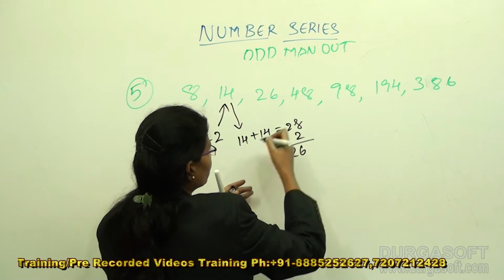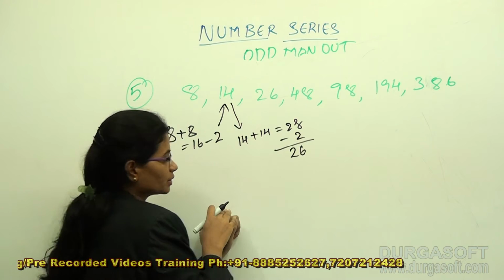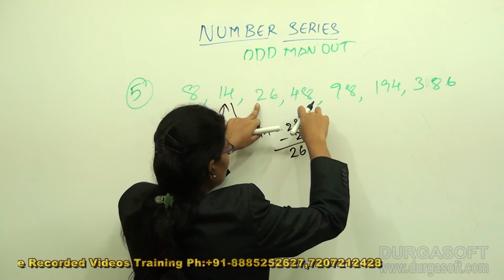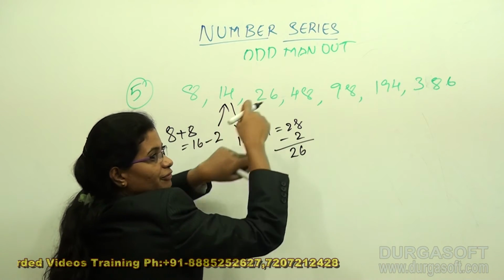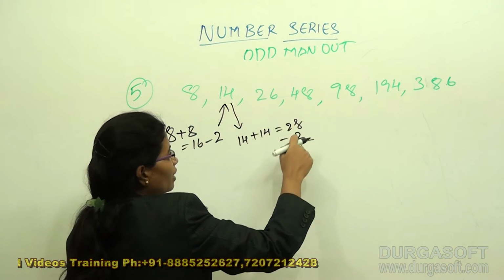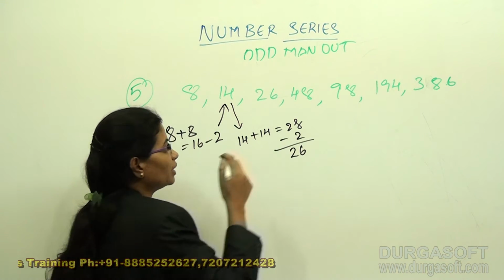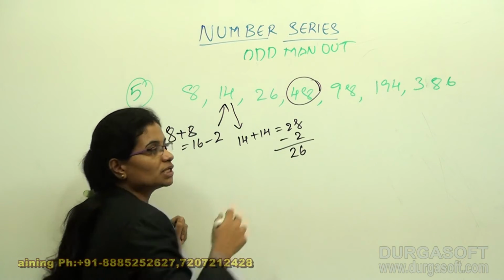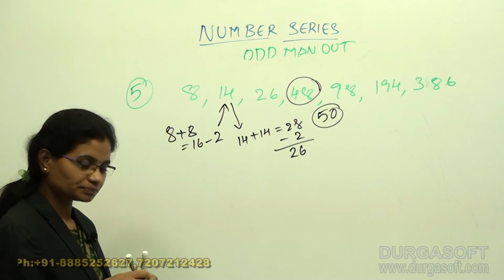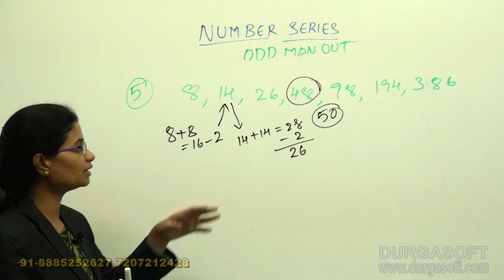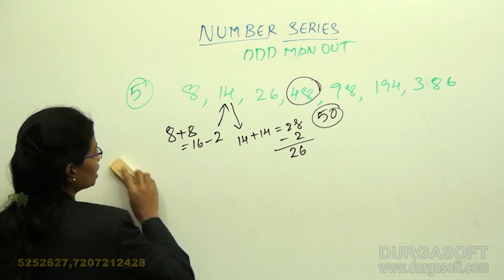So let's try for 48. If 48 is correct, then we have to go for the next number. So let's see here, 26 should be doubled, 26 doubled will be 52. From 52 I have to subtract 2. So from 52, if I subtract 2, I am getting 50, whereas here I got 48. So this 48 should be replaced by 50, then only this number will be following the series. So here in the series 48 will be the odd man out, right? Let's move to the next.